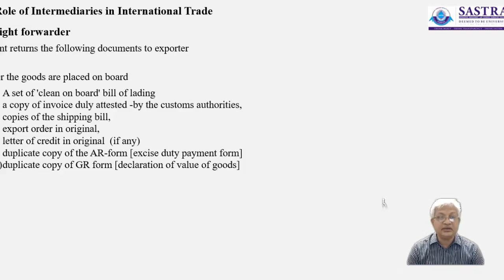The bill of lading is handed over to the freight forwarder. Then a copy of an invoice attested by the customs, that means the customs have given the seal of approval for the goods. Copies of the shipping bill, export order, that is the sales order in original, the letter of credit in original, if any. We have not discussed the terms of payment.